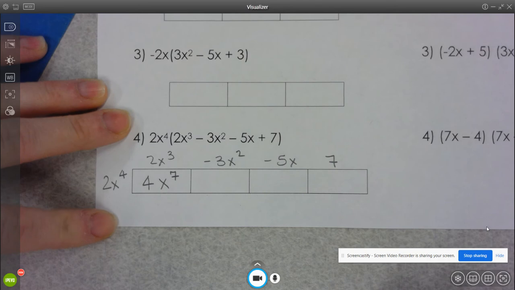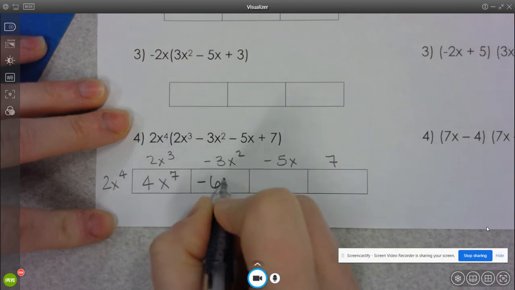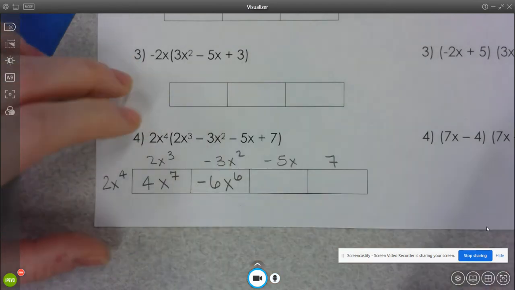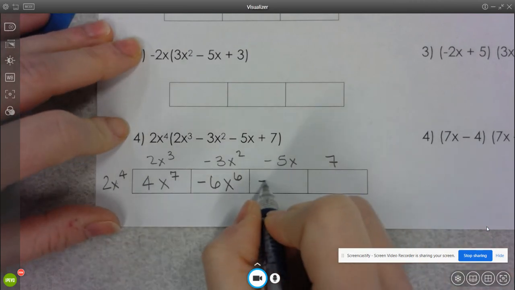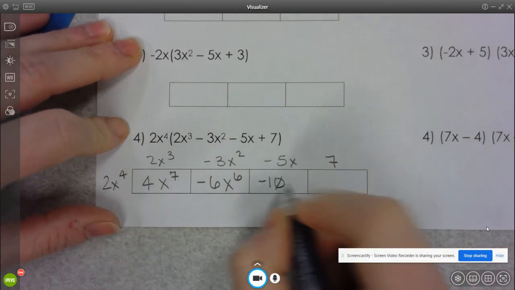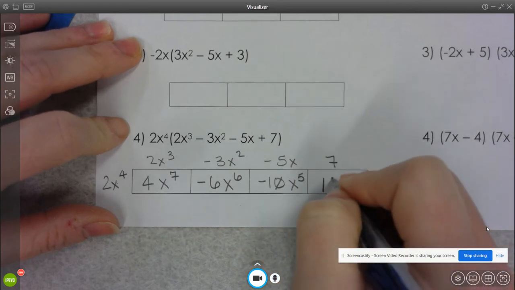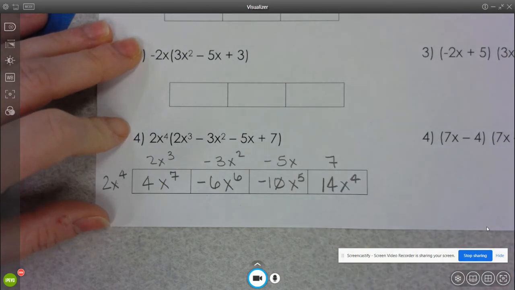So that'll give me 7. Here, coefficients is going to give me negative 6. Exponents is going to give me positive 6. The coefficient for my next box would be negative 10. The exponent is going to be 5. And then last but not least, we'll have 14x to the 4th.